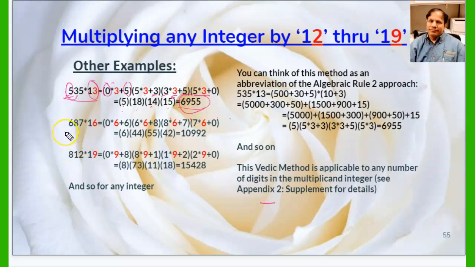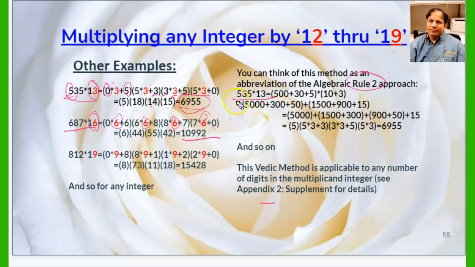We can do the same thing for multiplier 16, and the magic is multiplying 6, taking 2 digits at a time, and we end up with 10,992. Of course, we could also use the algebraic rule 2, and if we use the algebraic rule 2 in the modern approach, then we can split the number as a sum.